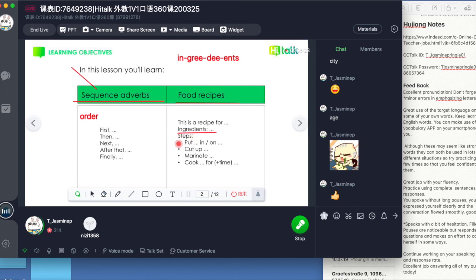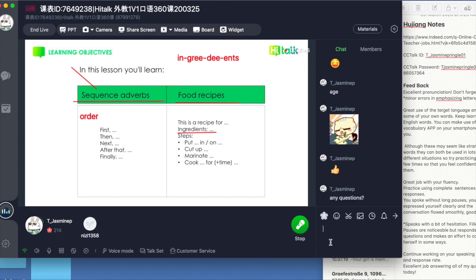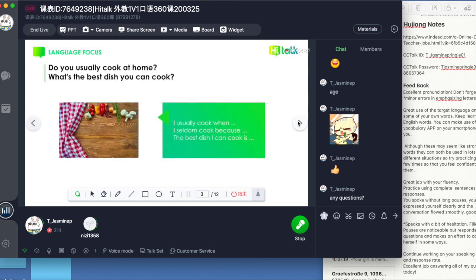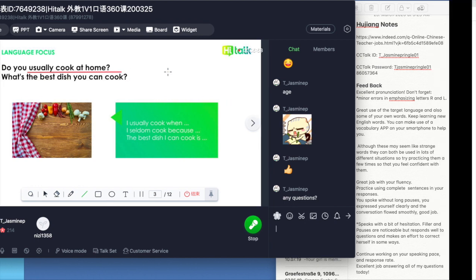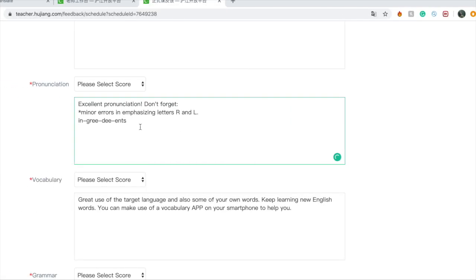Okay. Now, some examples of ingredients or the way we can describe how to use them is by telling the steps. You can say put butter in, put butter on the pan, cut up the vegetables, marinate the chicken, cook the rice for 10 minutes. Okay, this is some examples of food recipes we're going to talk about today. Do you have any questions before we give it a try? No question. All right, let's try it out together.